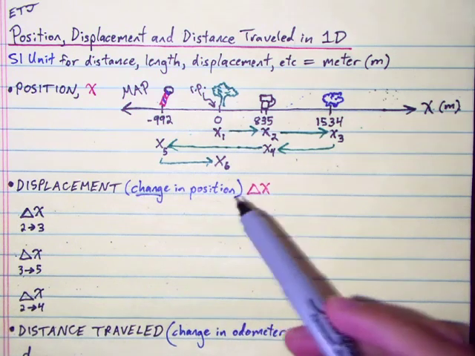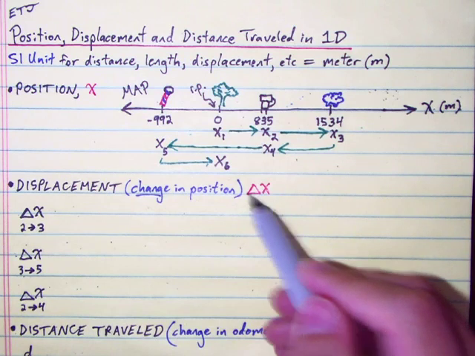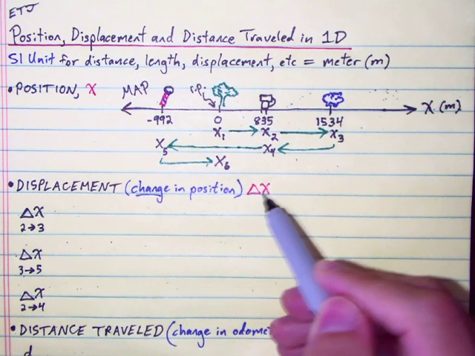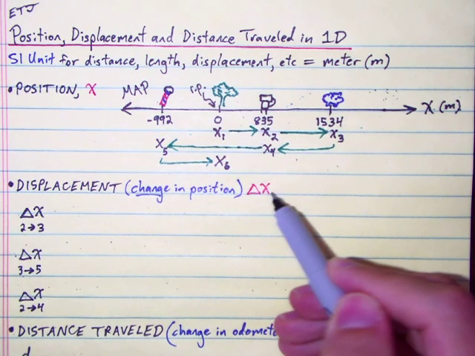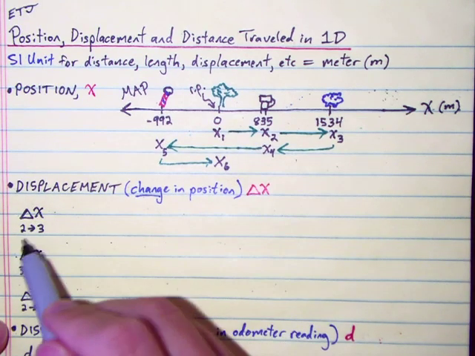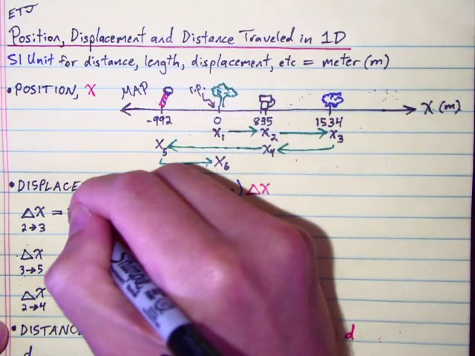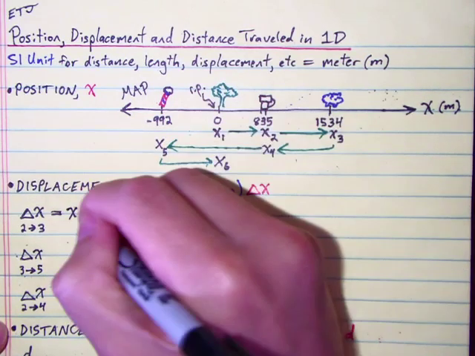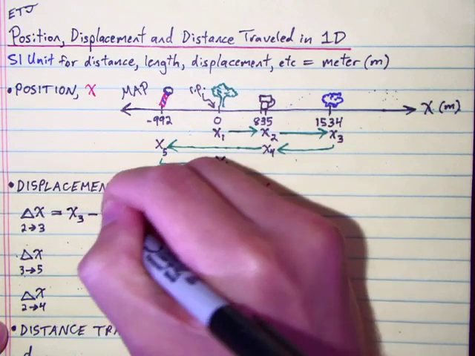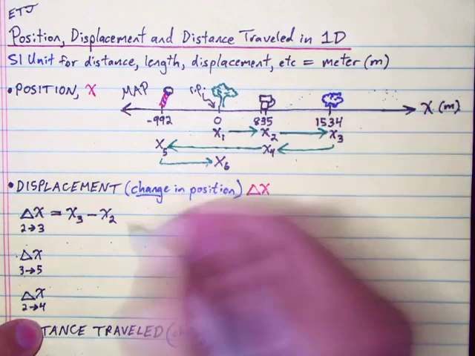Okay, so our next idea here is displacement, the change in position between two events, the change in position of an object. Our object here is Chewie. And we indicate a change, as always, with the Greek letter delta. So delta x means the change in x, the change in position between two events. So the change in Chewie's position between events 2 and 3 is just the difference between his positions at those two events: x3 minus x2, always final minus initial.